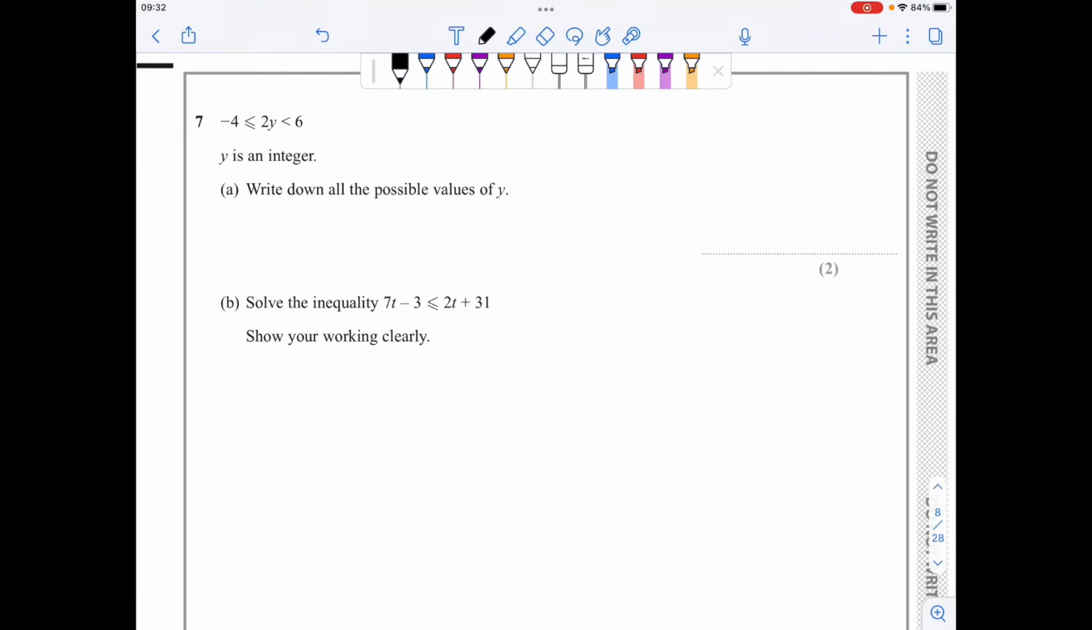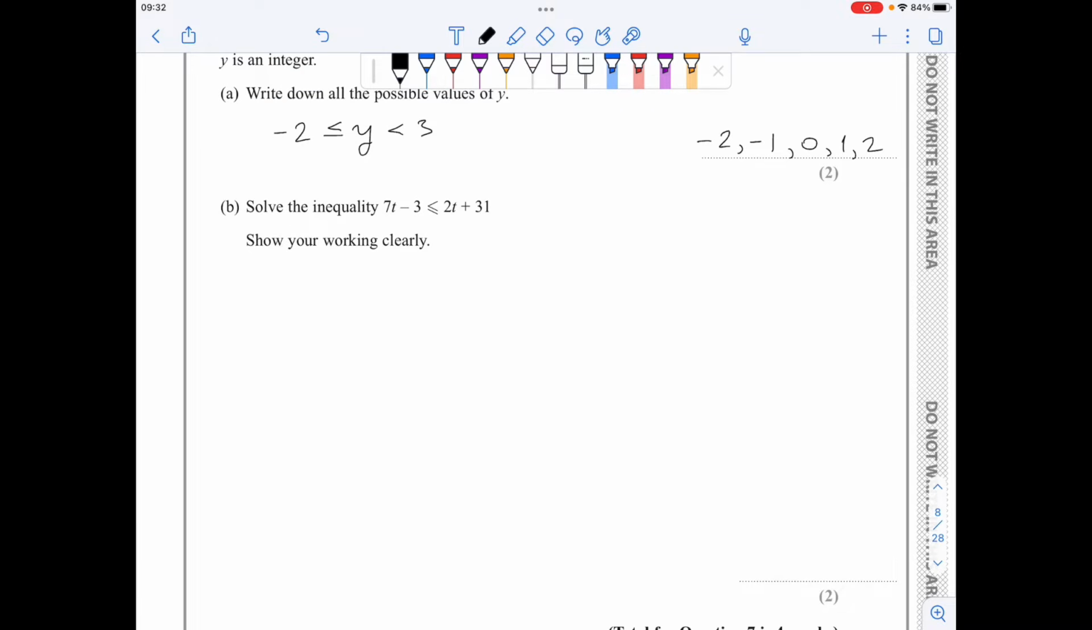For part A of question 7, I'll divide everything by 2, so I'm going to get minus 2 less than or equal to y less than 3, and the integers in this range are minus 2, minus 1, 0, 1, and 2.